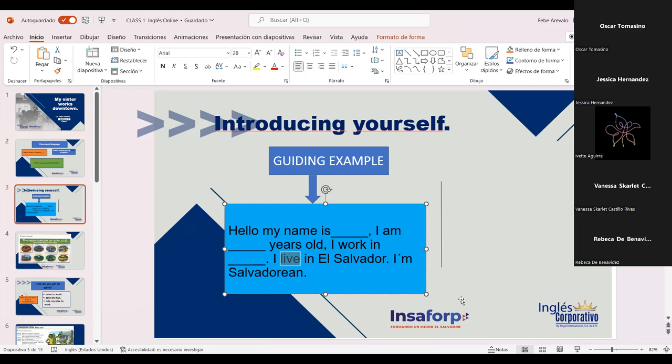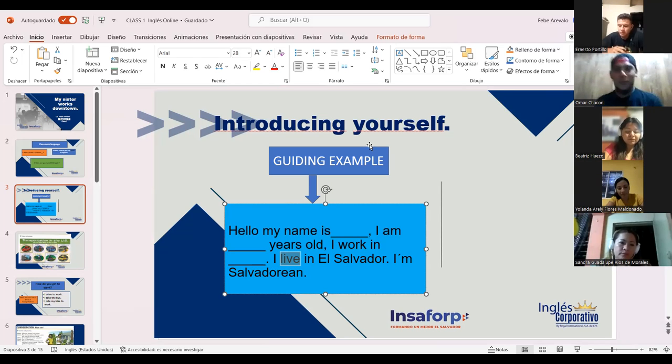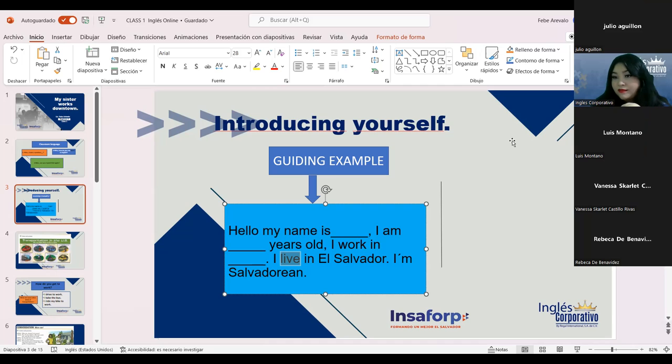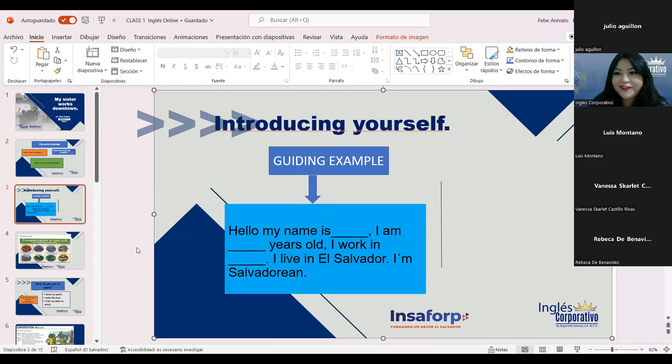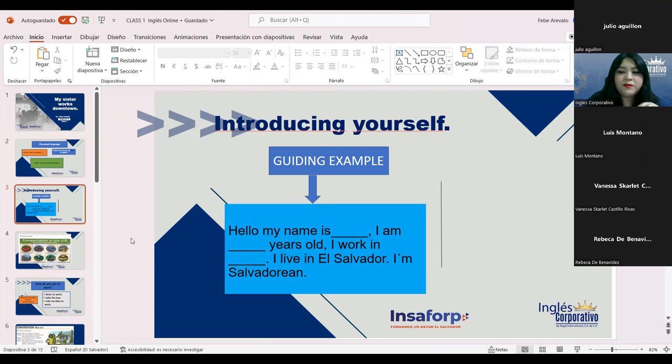Let's go with Rebecca de Benavides. Hello, my name is Rebecca de Benavides. I work in Colegio El Salvador. I am Salvadorian. Okay, very good, excellent, Mrs. Benavides. But I wasn't able to listen to your whole information. We had a problem with the audio. I'm sorry, I heard some information, but not all of it. But it's good, thank you.